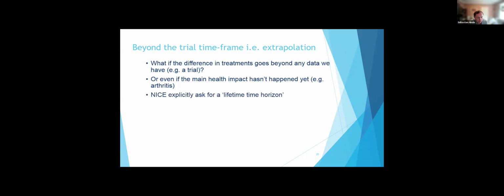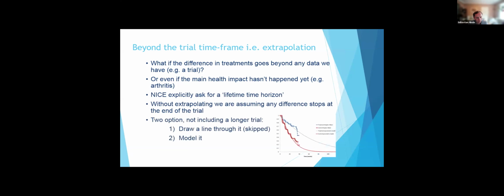And NICE explicitly ask for a lifetime horizon in their analyses of interventions. And importantly, without extrapolating anything, we assume that any differences stop at the end of the trial period. So there's broadly two options if we don't want to fund a longer trial or follow patients up for longer. You can either draw a line through it.